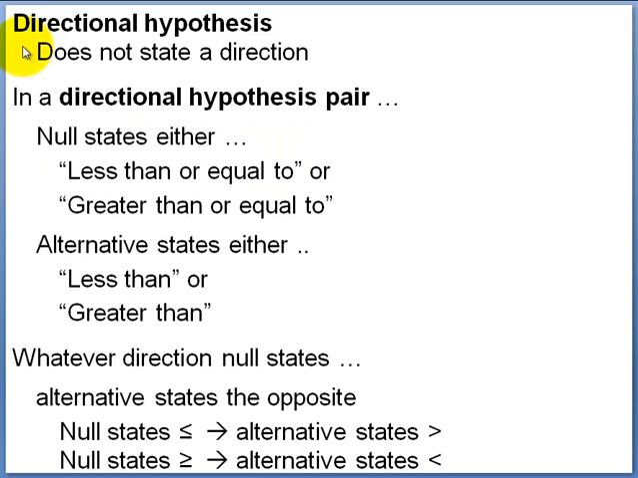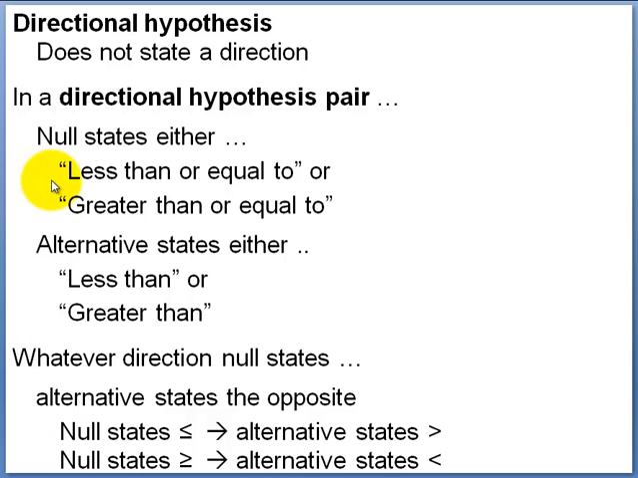A directional hypothesis statement does state a direction. In a directional hypothesis pair, the null is going to state either the condition less than or equal to, or it's going to state the condition greater than or equal to. And the alternative is going to negate the null. It's going to state the logically opposite condition.